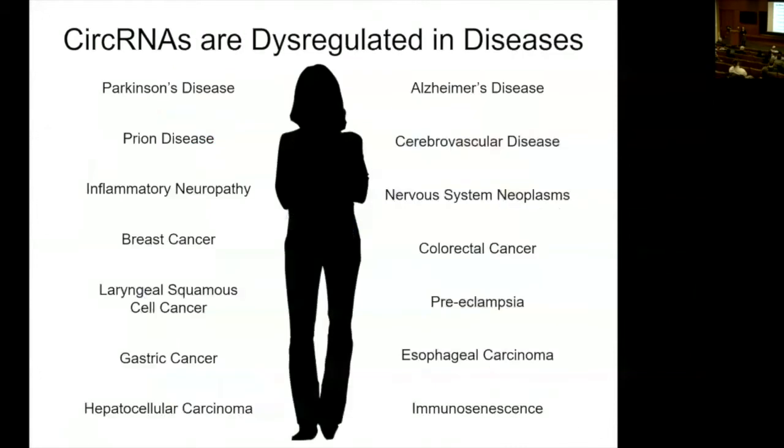Now, in this context of circular RNAs, people have taken patient samples with different types of diseases and found that circular RNAs are dysregulated. That means either the types of circular RNAs expressed change or the levels change. And now there's a lot of active research to understand how these circular RNAs actually contribute to the initiation and progression of these different types of diseases.